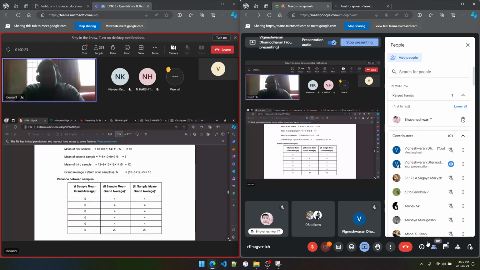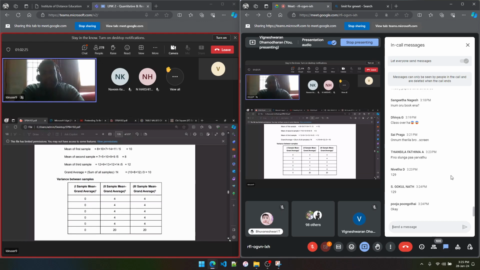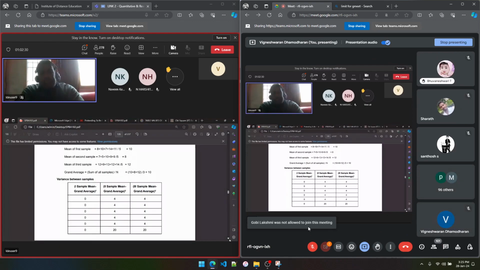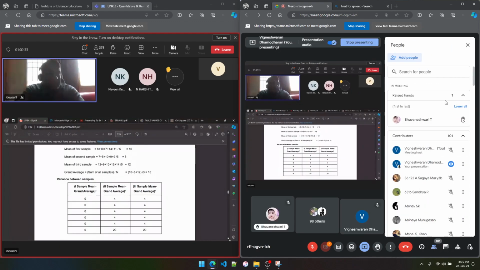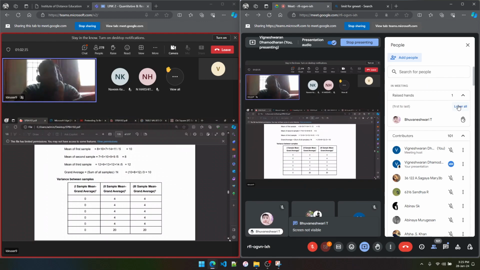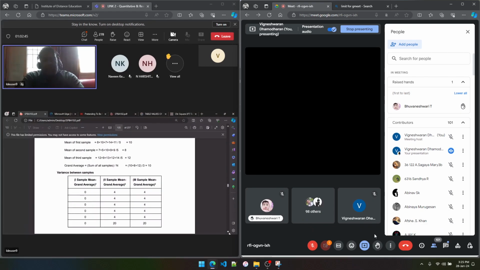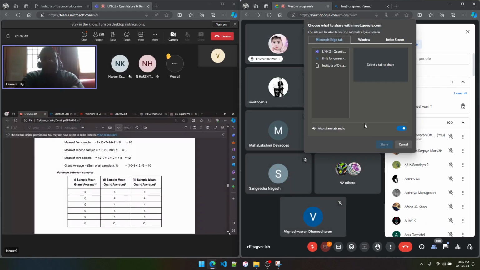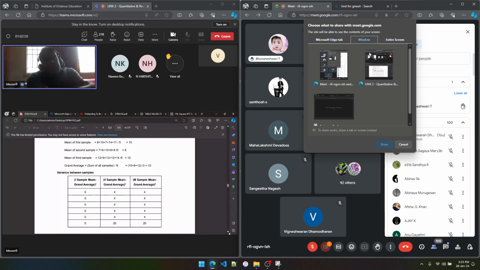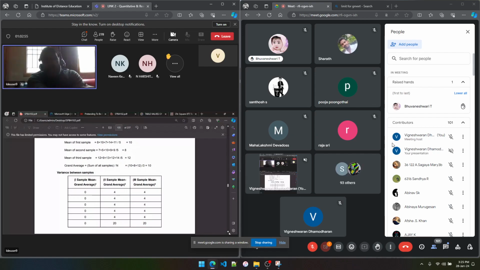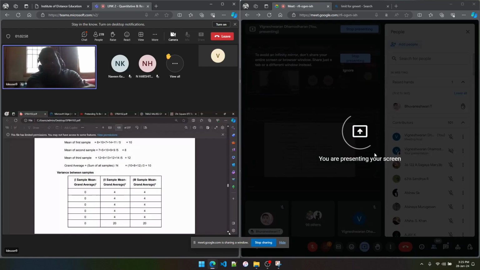First sample mean minus grand average, then second sample mean minus grand average, then third sample mean minus grand average. All the values should be squared. See this? What is the first sample? 10. 10 minus 10 is 0. Likewise, you have to mention the difference of each sample mean and the grand average, and then they should be squared.